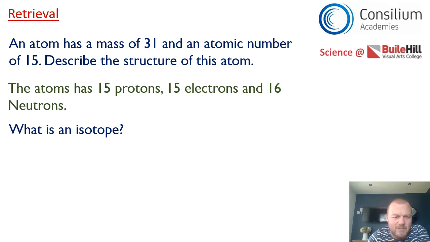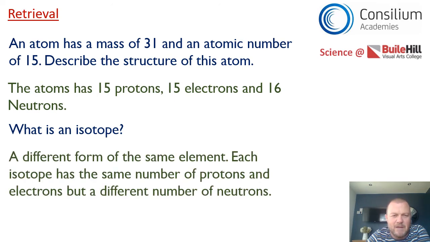Now isotopes are a little bit more difficult to get your head around. You've got two atoms, you've got carbon 12 and carbon 14. They're both carbon atoms, but they're slightly different from one another, and therefore they're an isotope of each other. So each isotope would have the same number of protons and electrons because it has the same atomic number, but it would have a different number of neutrons because it has a slightly different atomic mass.